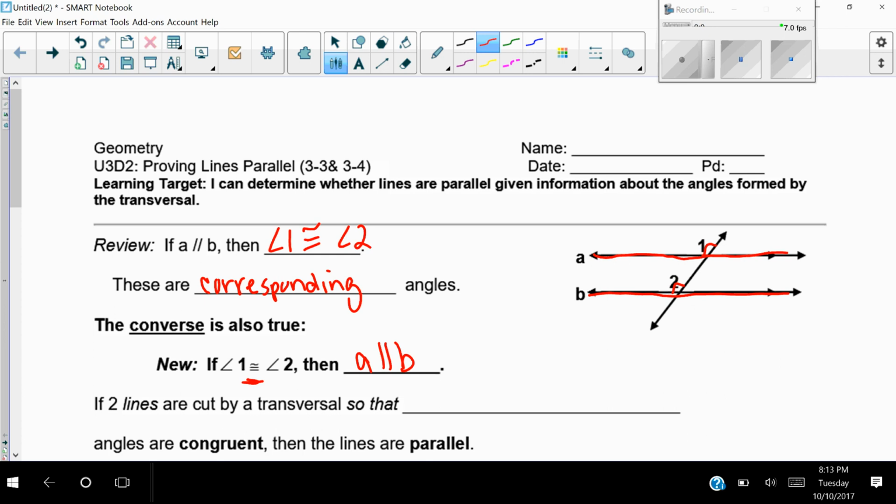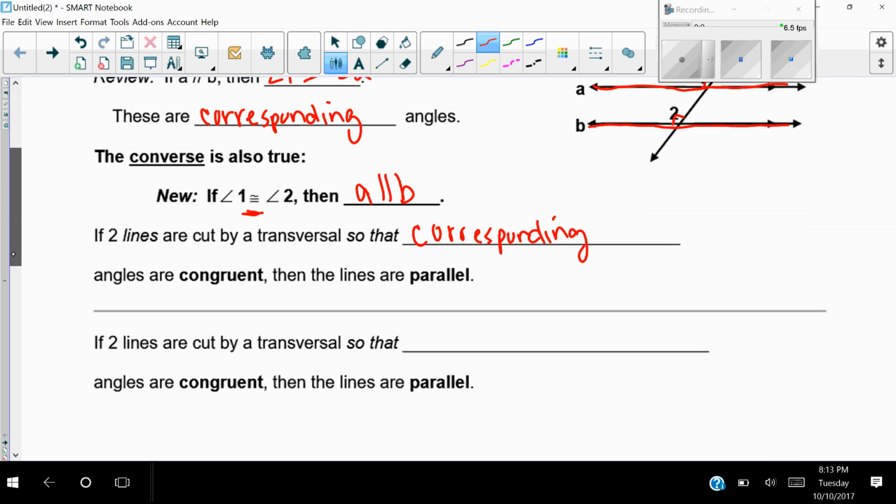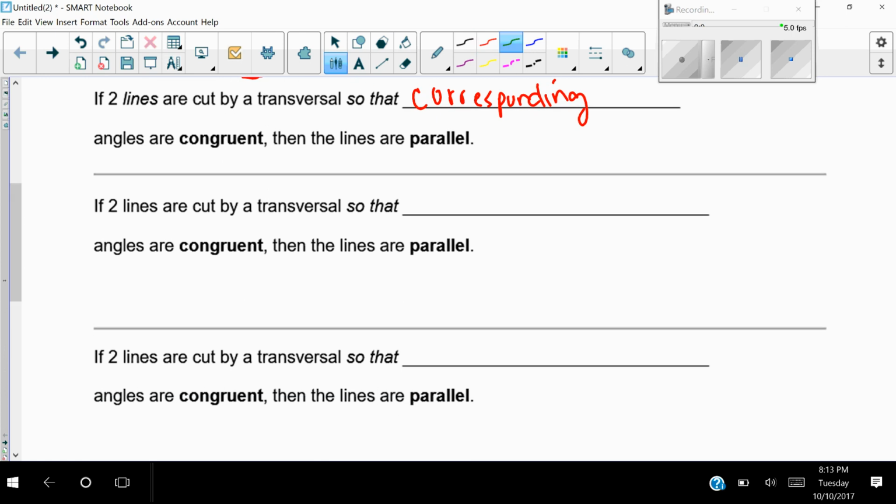If two lines are cut by a transversal so that corresponding angles are congruent, then the lines are parallel. If two lines are cut by a transversal so that, we don't have symbols here, so we're going to have to draw them in, are congruent, then the lines are parallel. So we learned that corresponding angles are congruent. We learned that alternating interior angles are congruent.